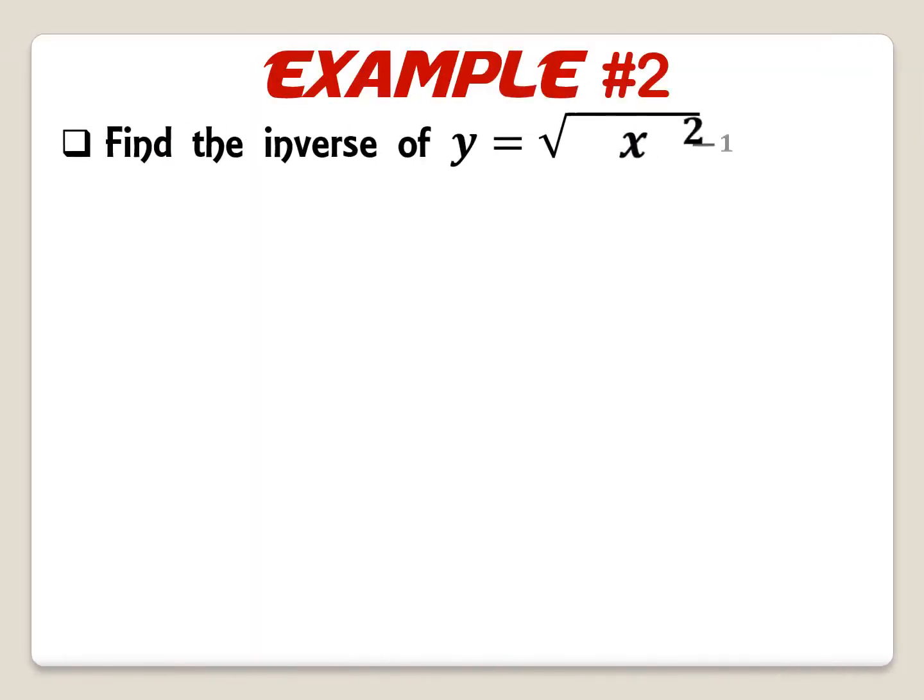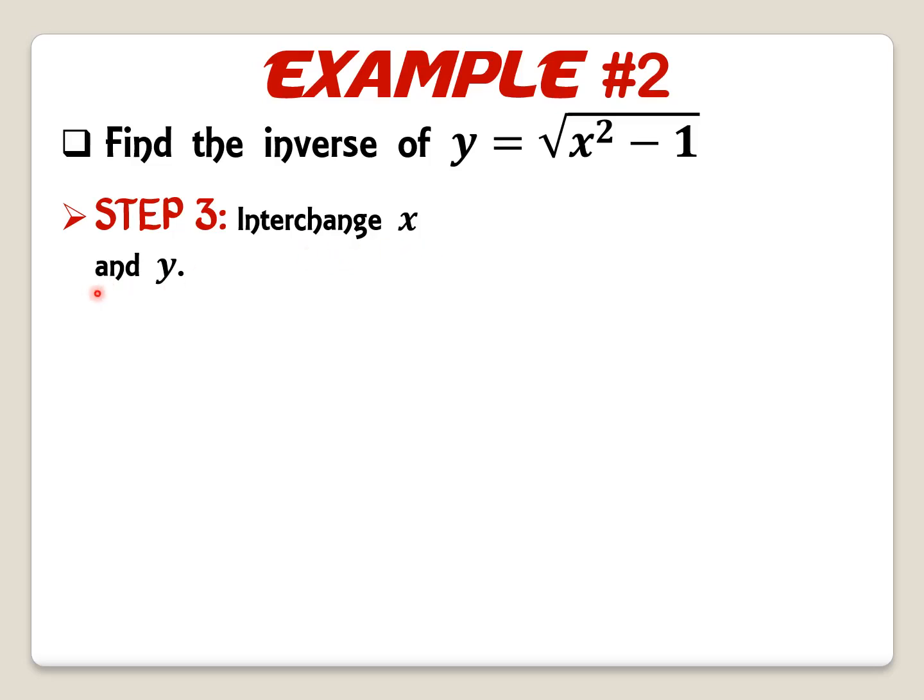Okay, let's have example number 2. Find the inverse of y is equal to the square root of x squared minus 1. So step 1, determine if it is 1 to 1, and then step 2, you replace f of x by y. Since this is already y, we proceed with step 3. We have to interchange x and y. So this will become x and this will become y. So you will have x is equal to the square root of y squared minus 1.